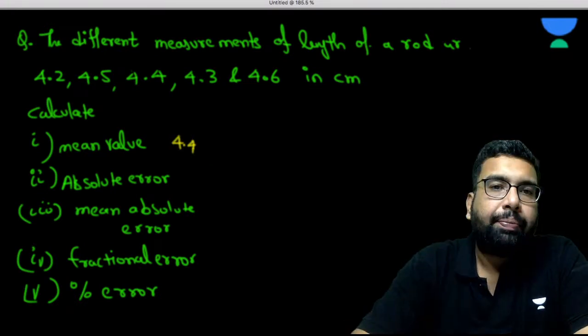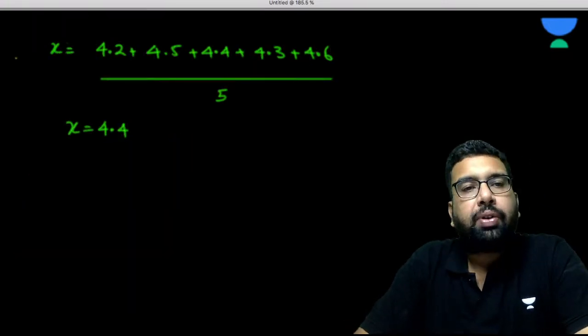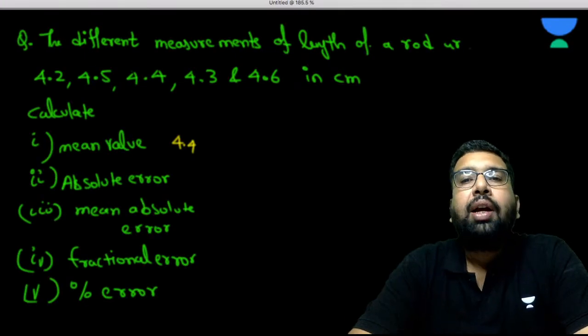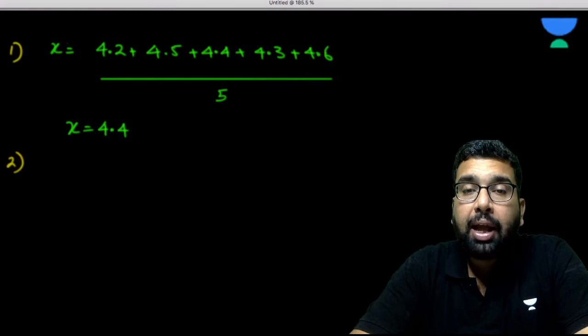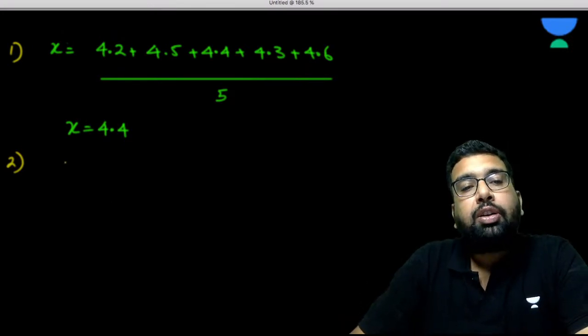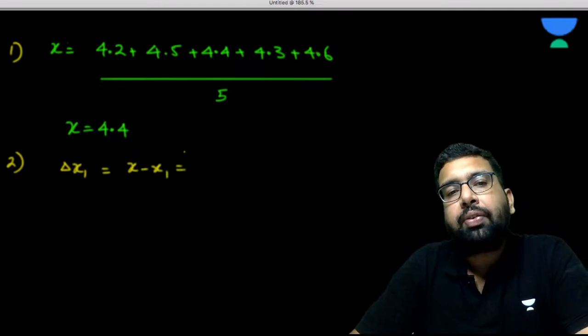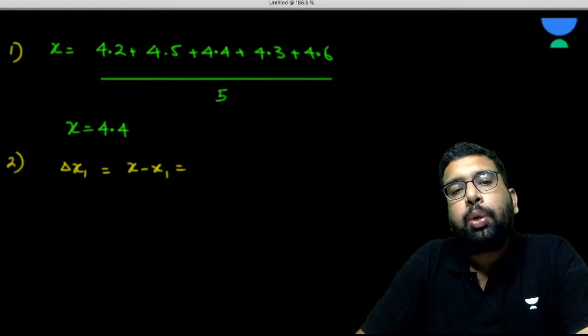Now absolute error. This is the second part of the question, so we need the absolute error. How can we get it? In each of the measurements there will be some error. So delta x1 is going to be x minus x1. We have x, and x1 is 4.2. Putting the values, we are getting 0.2.